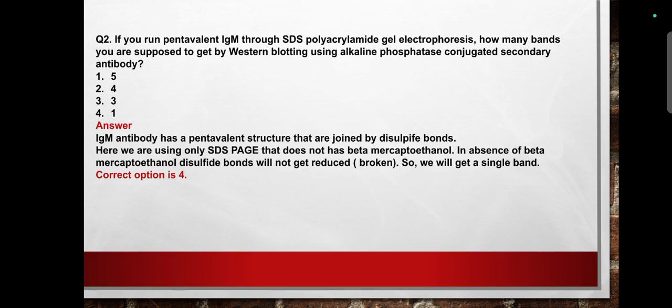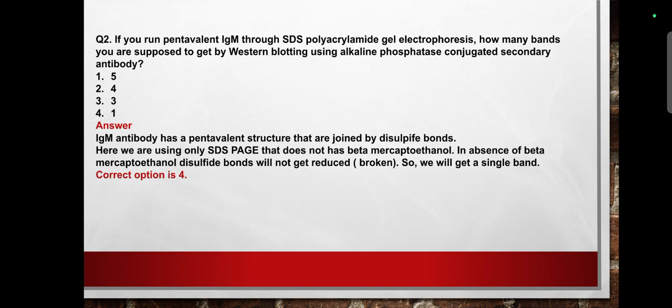Now question 2 is: if you run a pentavalent IgM through SDS polyacrylamide gel electrophoresis, how many bands are you supposed to get by Western blotting using an alkaline phosphatase conjugated secondary antibody? So what they are saying is, we have an IgM antibody and we have run it on SDS-PAGE. Here they have mentioned just SDS-PAGE, which means there is no reducing agent.